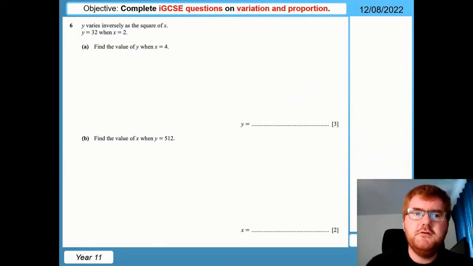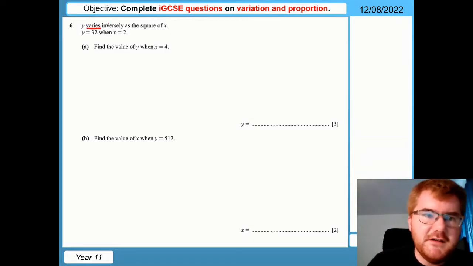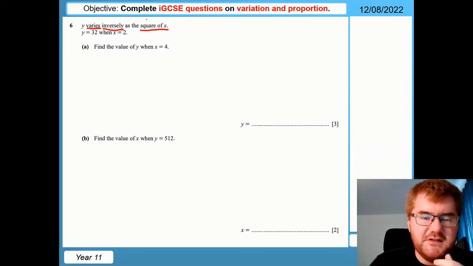Okay, and on to this next question. So y varies. Now notice they sometimes use this word, so varies inversely. Not inverse proportion, but varies inversely. It means the same thing as the square of x, and we'll talk about that in a moment. And again, typical question, find the value of y when x is 4.